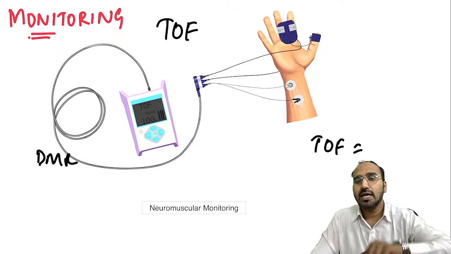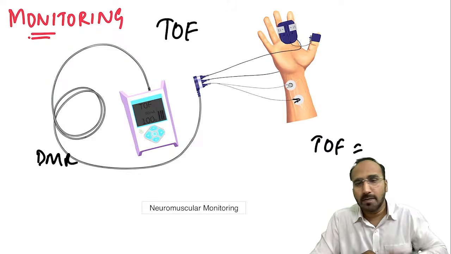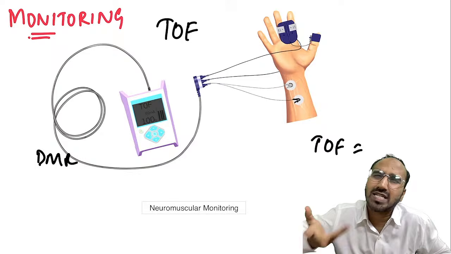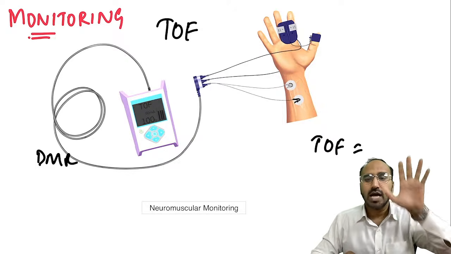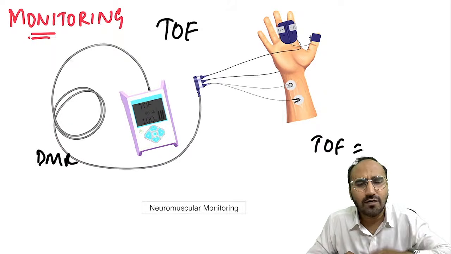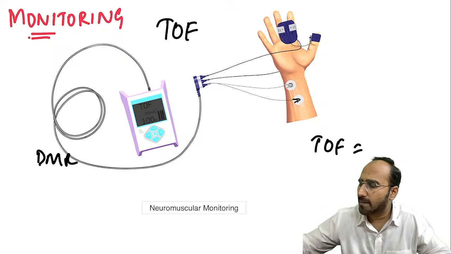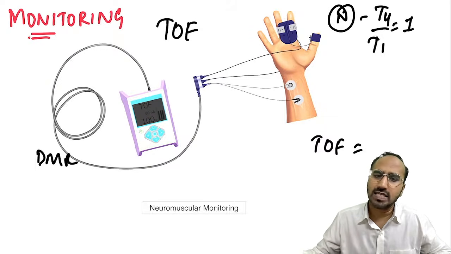Now look over here. If anyone asks me what is the train of 4 ratio in a normal person, what will be your answer? First, you need to understand what he is asking. What is train of 4 ratio? Train of 4 ratio is nothing but 4th twitch by first twitch response. How was my 4th twitch by first twitch response? First was like this, second was like this, third was like this, fourth was like this. All 4 twitches of equal height. So in normal person, the T4 by T1 train of 4 ratio will be 1. Normal only. All twitches equal height.